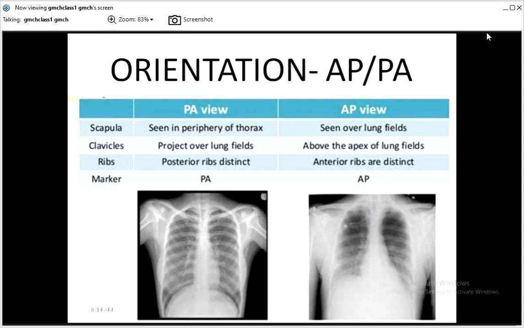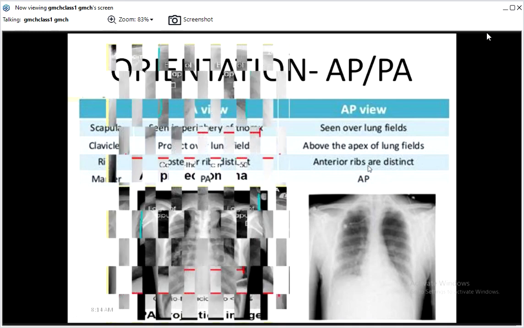In a PA view, scapulae are seen in the periphery of the thorax, while in an AP view they are seen over the lung fields. Clavicles project over the lung fields in a PA view and are tilted, while in an AP view they are straight, above the apex of the lung fields. As for ribs, posterior ribs come first in contact in a PA view, so they are visible distinctly. However, in an AP view, the anterior ribs are visible distinctly.